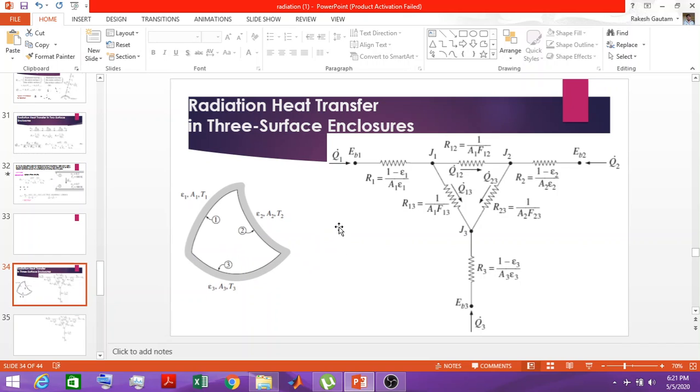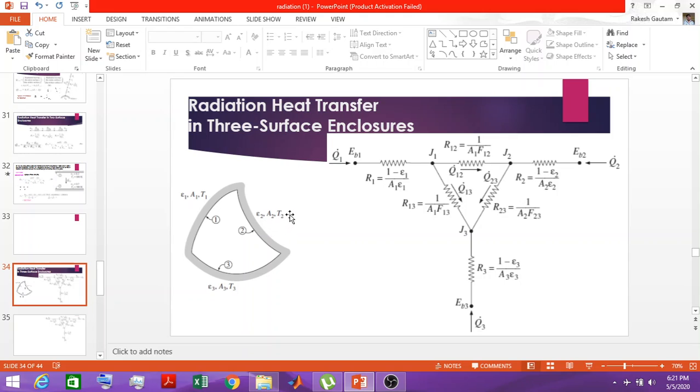As you can see in the above diagram, we have three surfaces: surface 1, surface 2 and surface 3, and all these surfaces make an enclosure, right? Surface 1 has emissivity epsilon 1, area A1 and temperature T1. Now we have to make a network diagram between these three surfaces.